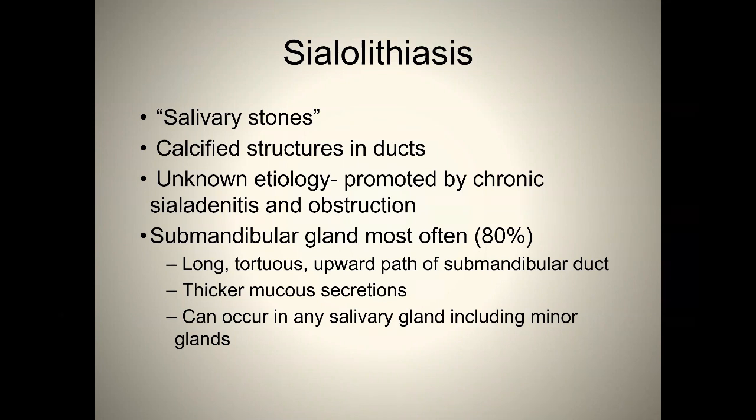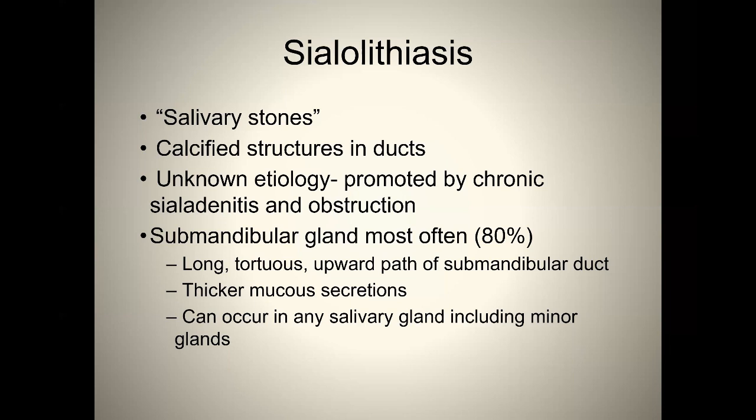Sialolithiasis or sialoliths are salivary stones, and these are calcified structures in the ducts. So these are very similar to kidney stones, but they occur in the glands. We're not really sure why this happens, but we do know that if a patient has chronic inflammation of their glands or chronic sialadenitis and obstruction, it can lead to the minerals sitting in one place for a long time, which can lead to the salivary stones. So we don't know why they happen or why they happen in certain patients, but we do know that chronic sialadenitis and obstruction certainly promote their growth and their appearance.